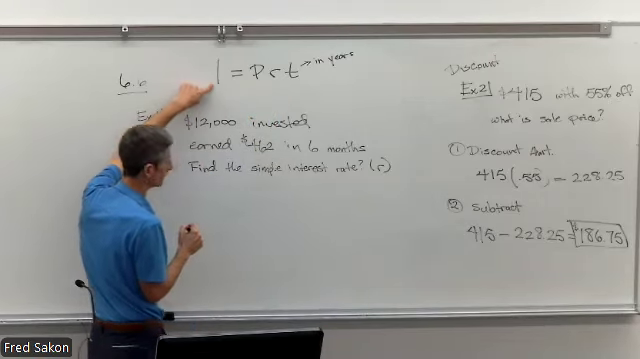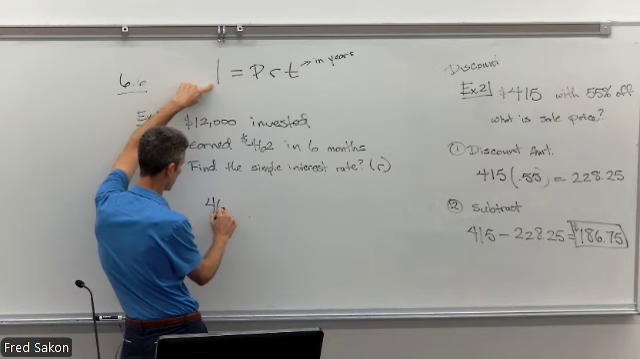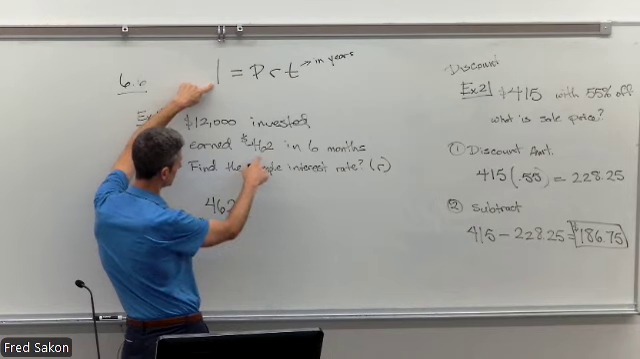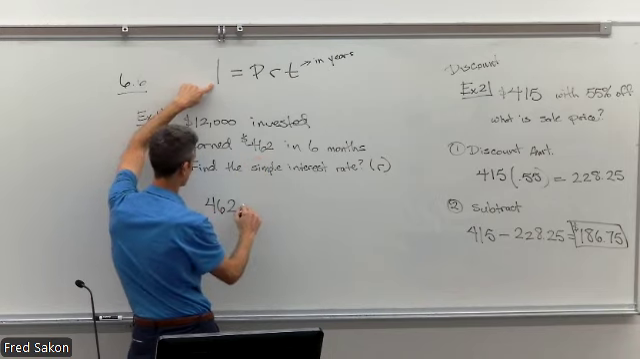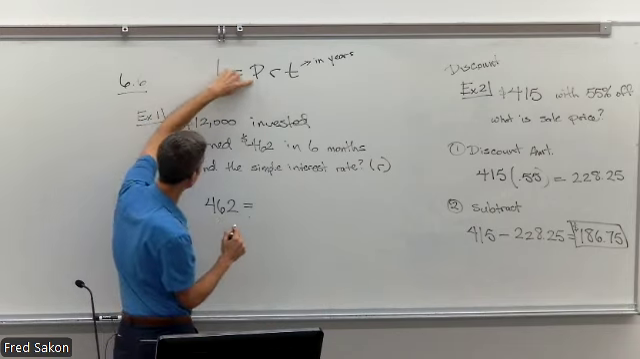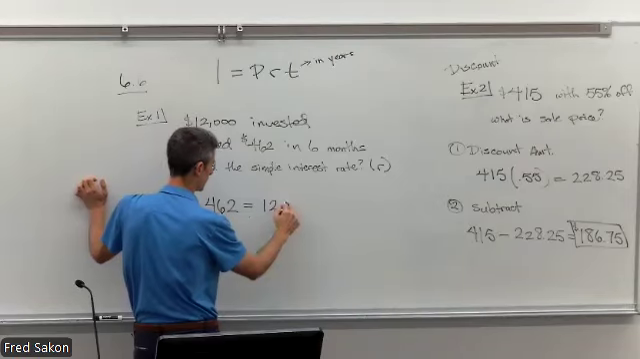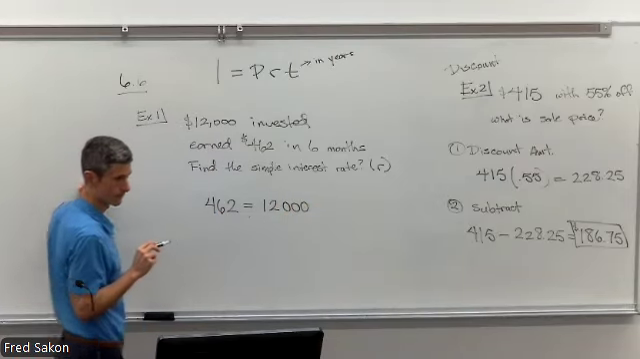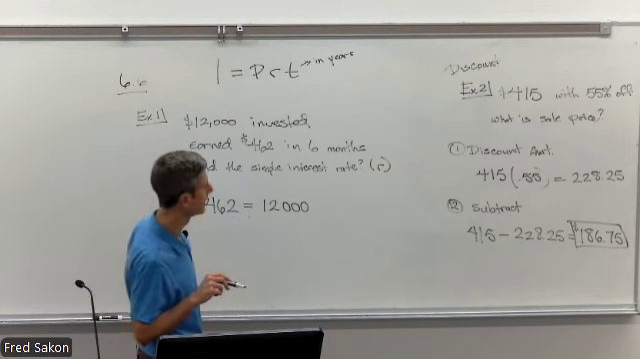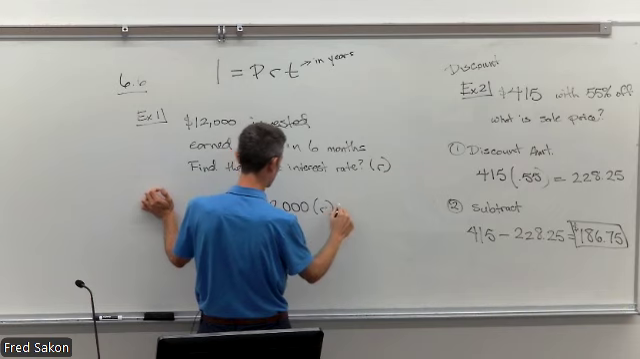What's I? Interest, how much is that? 462, right? 462 is the interest earned. Then what's P? $12,000. That's the original that I placed in the account. And then we can figure out T, otherwise we don't know R. What's T?